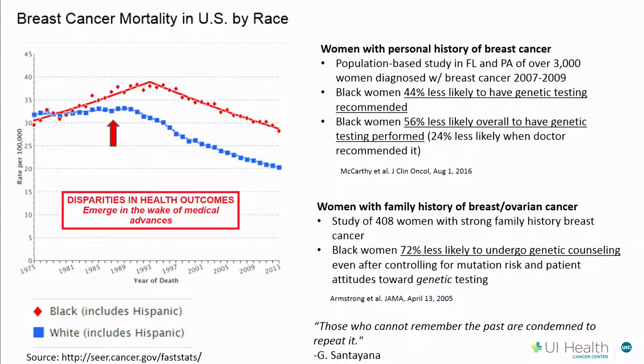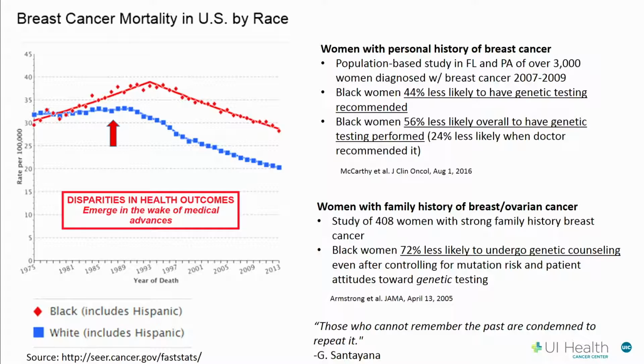And just to kind of illustrate my point, this is some data from one of our speakers later this afternoon, Dr. Armstrong. Both in women who have a personal history of breast cancer, as well as women without a personal history but who have a family history, there's clear evidence, in many other studies showing this, that there is already a significant gap in the use of cancer genetic services among African American women. And so the quote at the bottom that I like to remember is, "Those who cannot remember the past are condemned to repeat it." So how do we learn from this and move forward so that we don't repeat the same mistakes and actually make this problem worse?